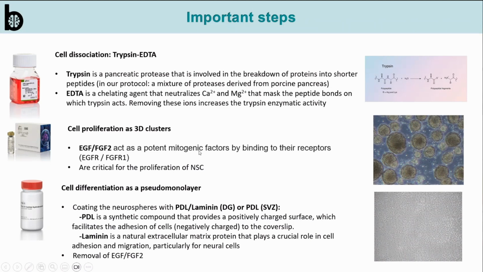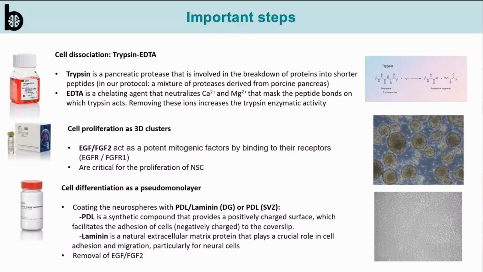And how can we then differentiate the cells? To differentiate the cells, we have these neurospheres and we need to plate them on a cover slip. As neurospheres in 3D, these cells are highly proliferative, so we cannot study differentiation. At this stage we only have proliferation. So we need to plate these cells on a cover slip.